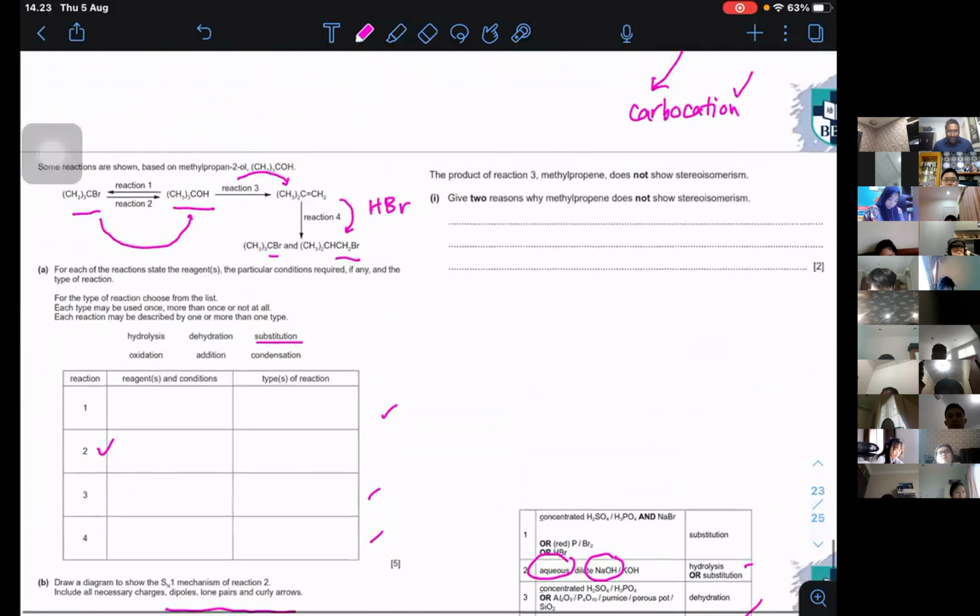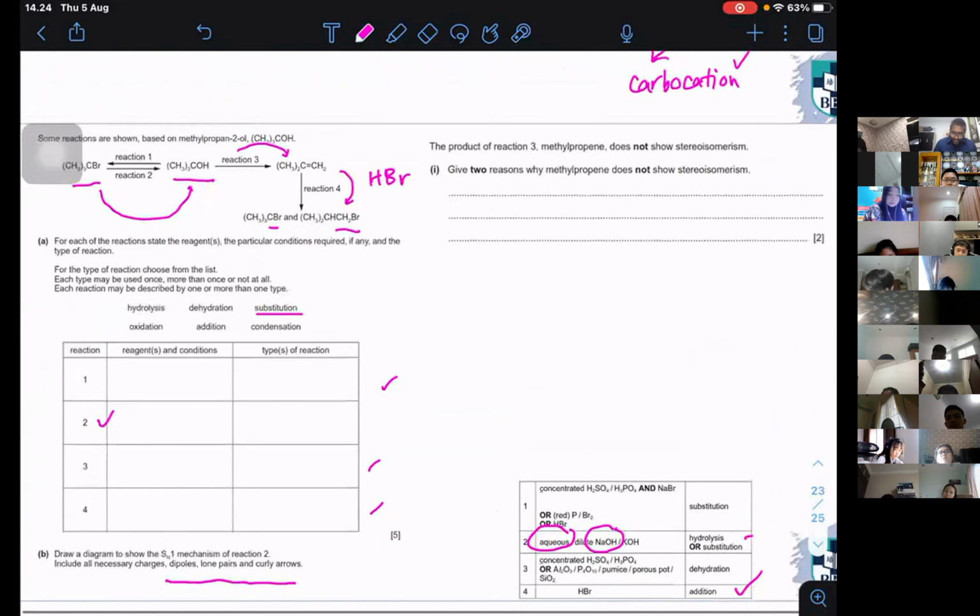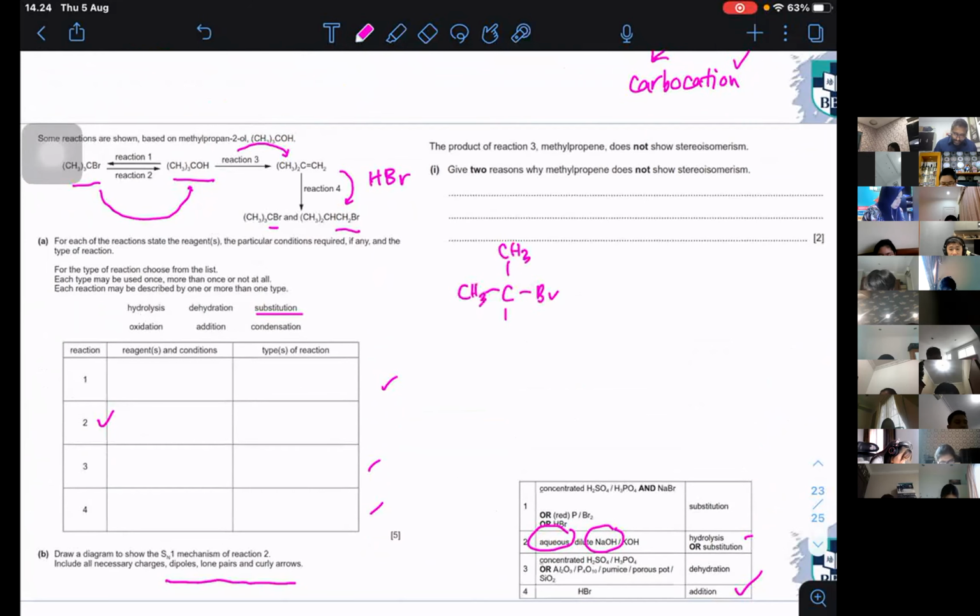Draw the diagram to show the SN1 mechanism for reaction 2. Reaction 2, I want to show SN1. So you see CH3 and then Br, you can see that they are tertiary. Tertiary must be SN1, so it means they are talking about a carbocation. What you need to do, you put delta negative here and delta positive here. So you write this down first, and this is going to become the carbocation first. Once you get the carbocation, you have the Br minus here.